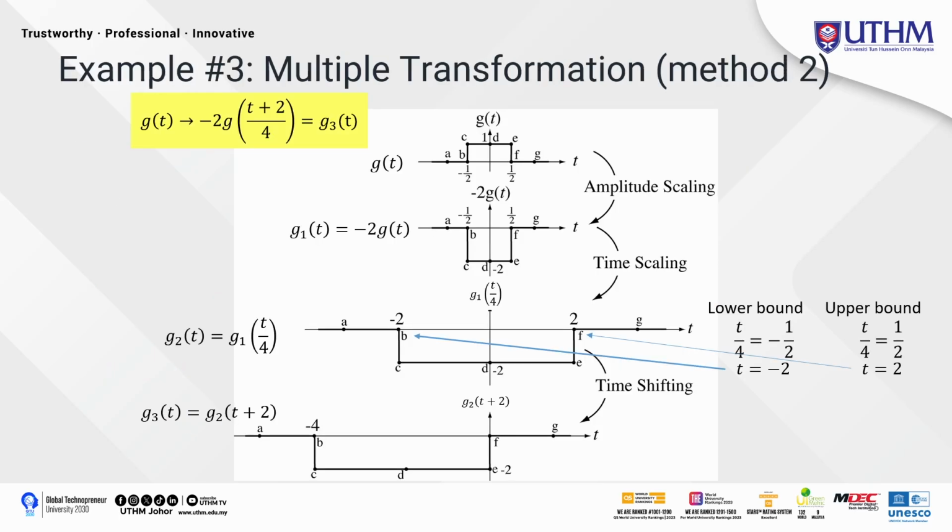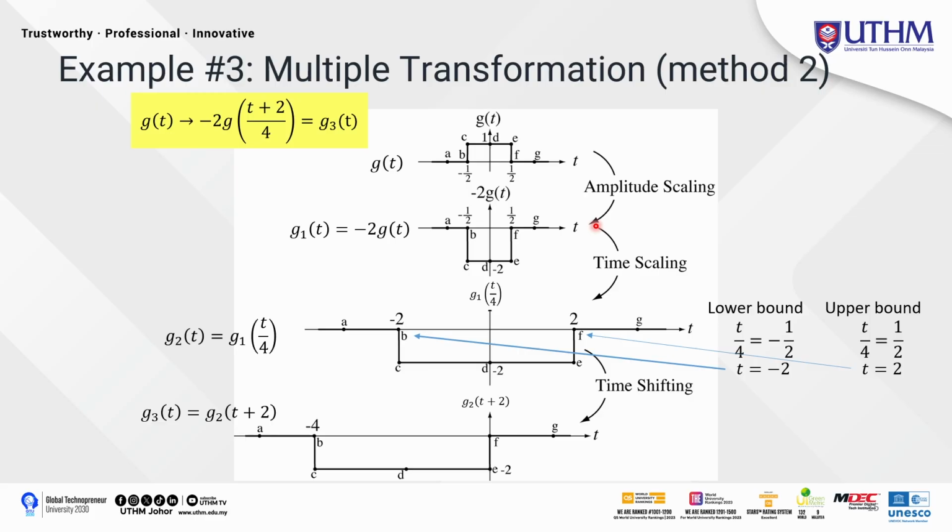Now, let's use method 2 to solve these questions. So it's the same question from previous: g(t) is negative 2 g((t plus 2) over 4). So the original signal is this one. Again, we use the amplitude scaling, in which this is negative 2, the amplitude here. The time reversal is a negative. 2 is the amplitude scaling, so it's negative 2. So we finish the amplitude scaling.